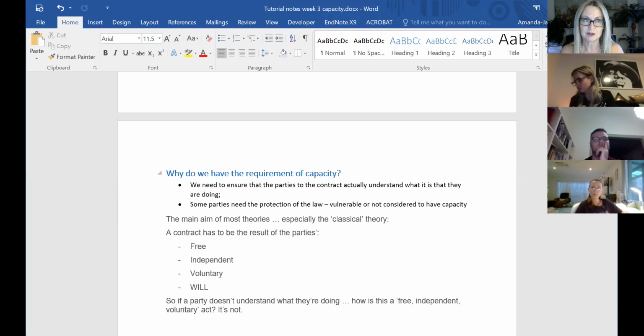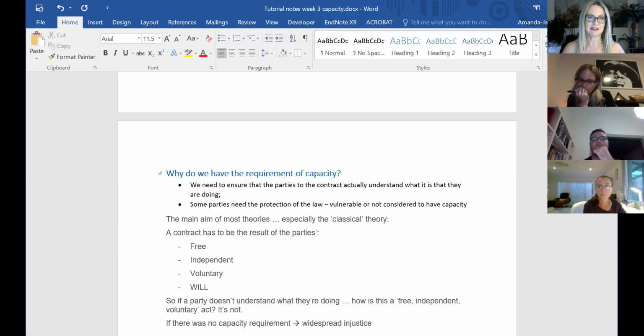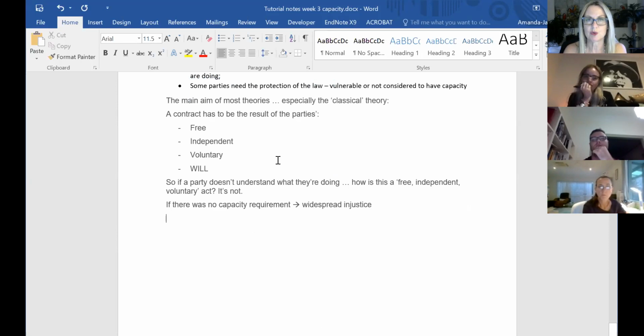In terms of just pragmatic consequences, if we didn't have the requirement of capacity, as Jackson said, Damien, if there was no capacity requirement, you'd have widespread injustice. Now think about that. Let's unpack that. What do we mean by that? What is it the law's job to do with this requirement to stop the injustice? What's capacity designed to do?